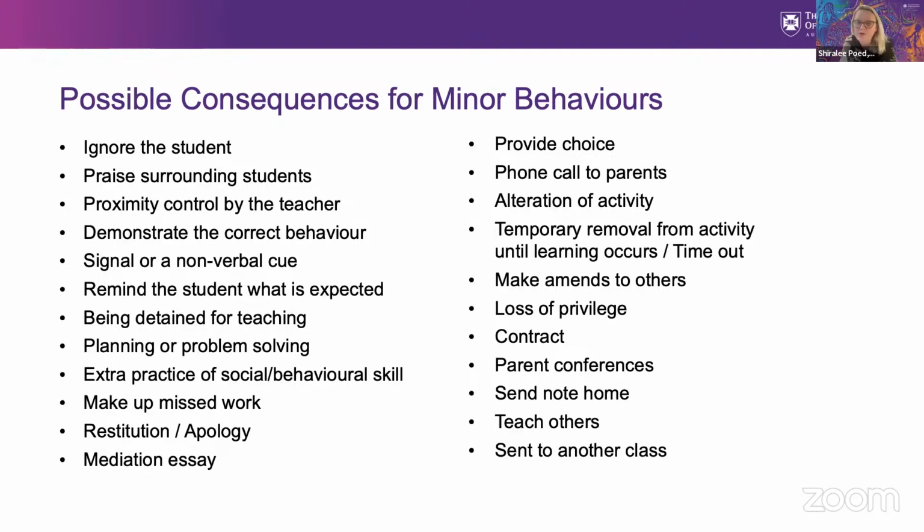So if I've got a student who is misbehaving because they don't know how to start an activity, I might have to sit with them and do some problem solving, or maybe I'll have to do some extra practice with them. I might have to teach them a social skill or a behavioural skill. Sometimes students might have to make up for work that they've missed. Sometimes we might ask them to do an apology or a mediation, particularly if they've hurt somebody else. We might sometimes give students choices. Sometimes we make a phone call or we email a parent if a student is being particularly difficult.